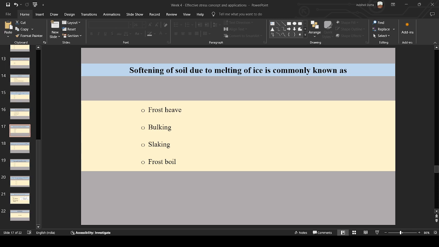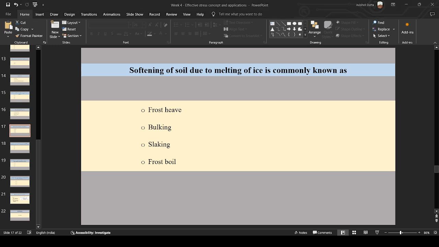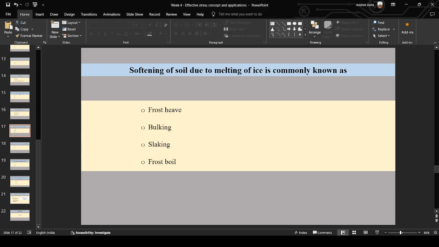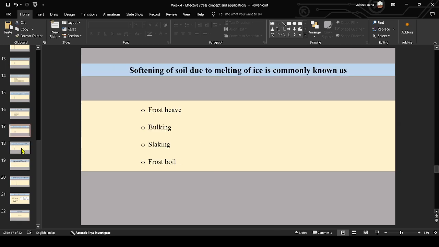I repeat the question. Softening of soil due to melting of ice is commonly known as. The options are frost heave, bulking, slaking, or frost boil. Okay. Next question. Another numerical.